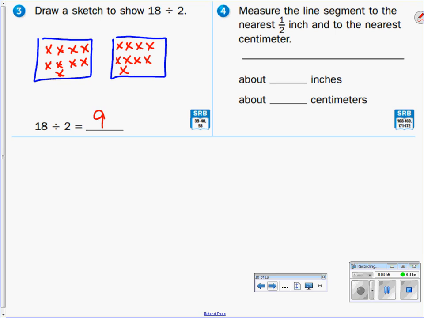And if you remember, if they wouldn't have asked me to draw a sketch when I'm dividing by 2, I want to think about what number do I double to get to 18. All right, number 4, measure the line segment to the nearest ½ inch and to the nearest centimeter. So if I measured this at home, first I want to do inches, and it would come up to 3 inches. And then when I do centimeters, you should have measured it at 7 centimeters.